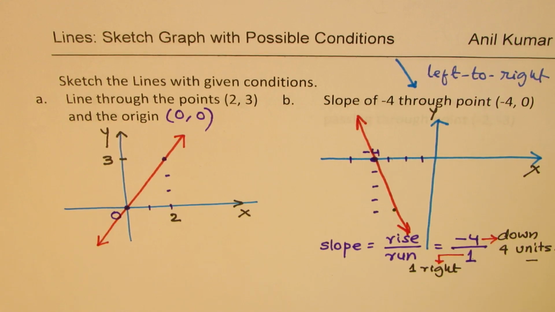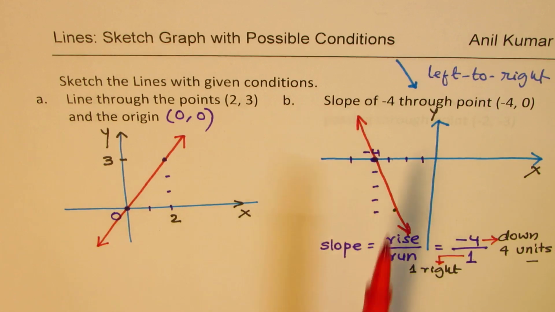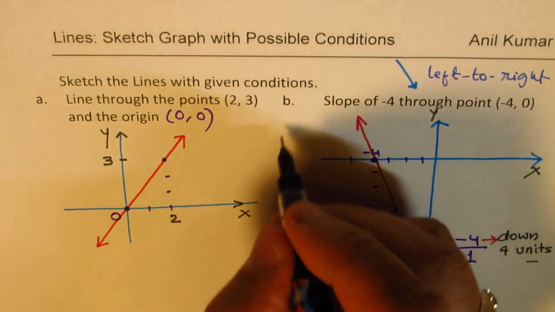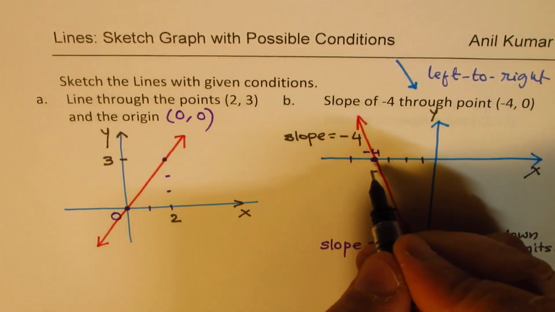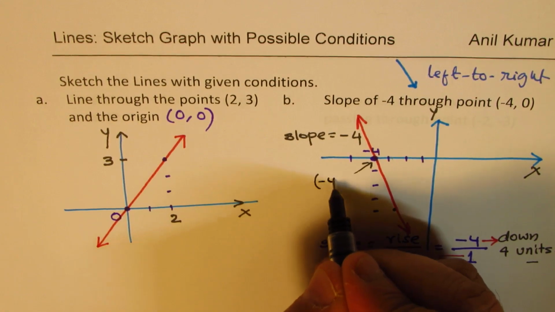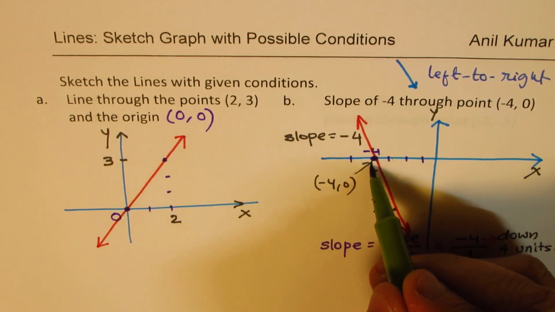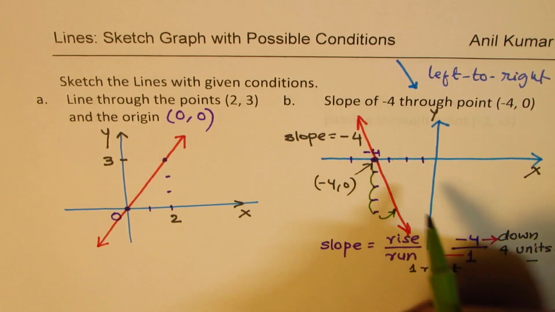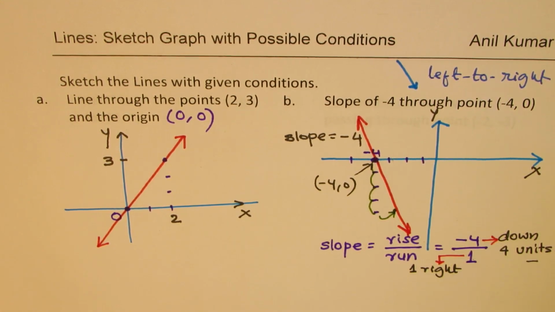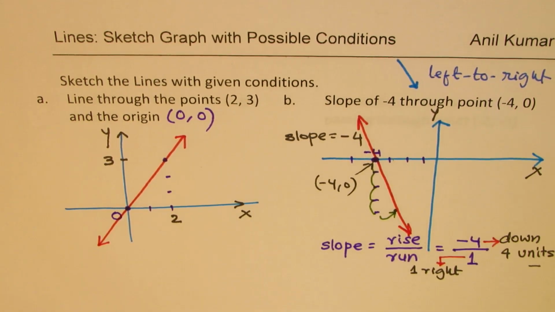Perfect. That is your line. You can clearly see that this line is dropping, coming down, negative slope, right? So this line has a slope equal to minus 4. And this point here is your point minus 4, 0. Is that clear? Perfect. Slope of minus 4 means that you go down 1, 2, 3, 4 and then 1 right. Rise over run of minus 4 over 1. Is that clear? Perfect. Now let's move and do the other parts.